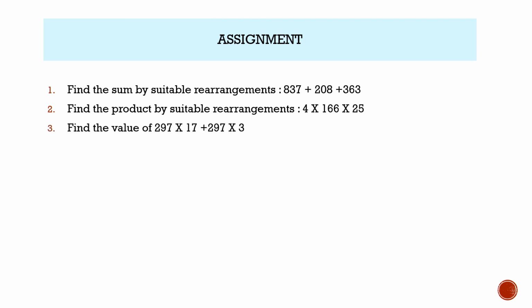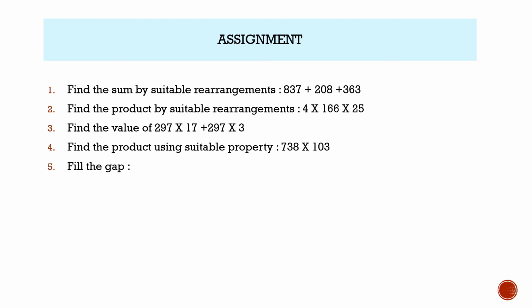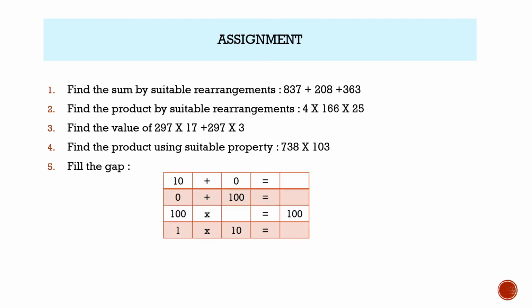Third question, find the value of 297 into 17 plus 297 into 3. Fourth question, find the product using suitable property: 738 into 103. Fifth question, fill the gap. I will show the table, you just have to fill the gaps here, children.